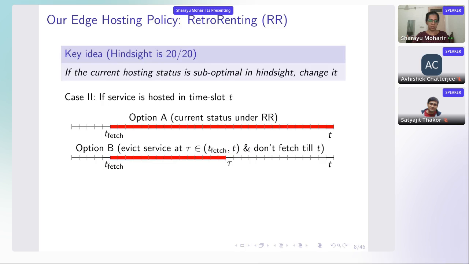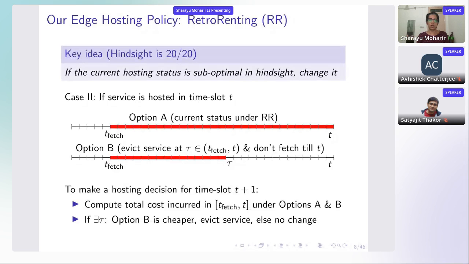If not, there is a parallel example for the other case where the service is fetched at time T fetch and not evicted till the current time T under RR. So this is option A. RR checks if there is a time slot tau between T fetch and T such that evicting the service before time slot tau begins and not bringing it back up to time slot T is cheaper. So this is option B. If there exists a time slot tau such that option B is cheaper than option A, then RR changes the hosting status. More specifically, it evicts the service at time slot T. If there is no such tau, then RR makes no change to the cache status and the service remains hosted at the cache. So this is how the RR policy works.